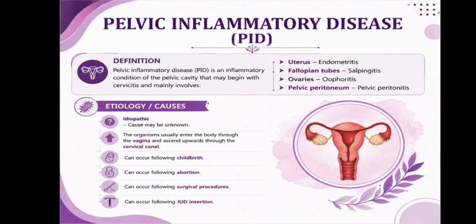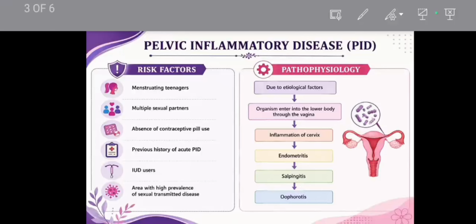Now let's see the etiology, or causes. Sometimes the cause can be idiopathic, which means the exact cause is unknown. Usually the organism enters through the vagina and ascends upwards through the cervical canal. PID can also occur following childbirth, after abortions, after surgical procedures, or after IUD insertion, especially when an infection is present.